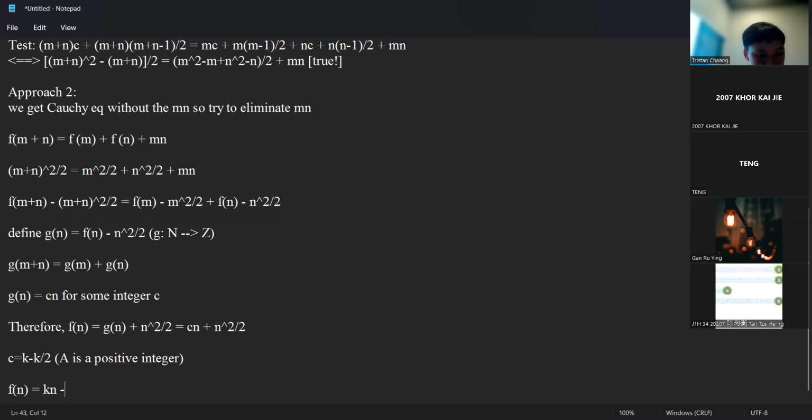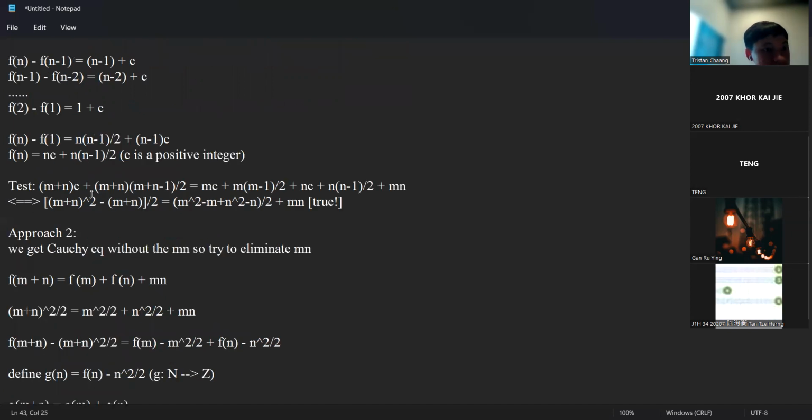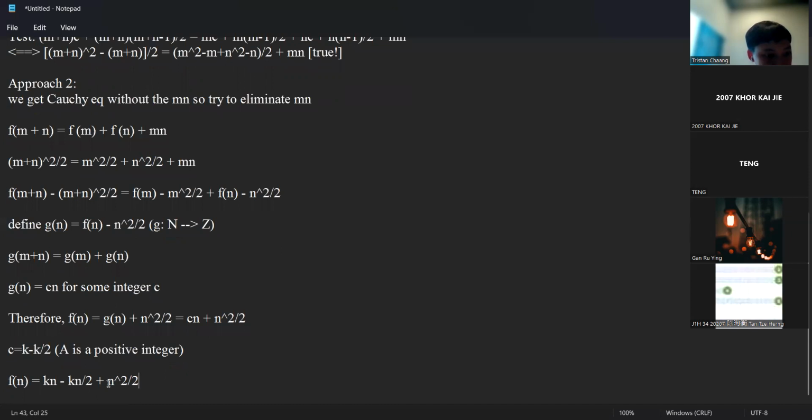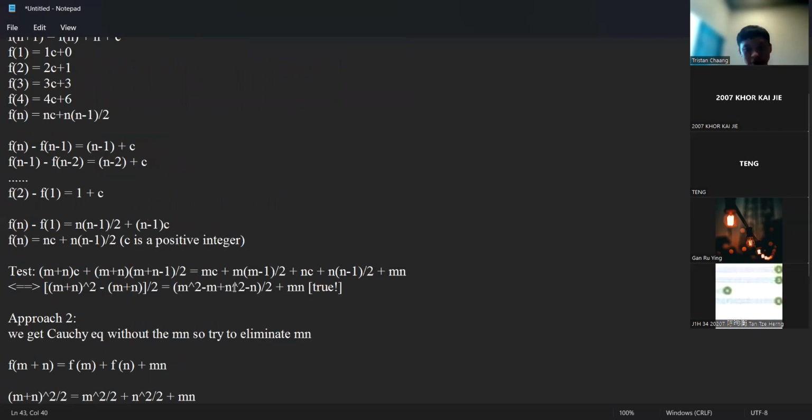So f(n) equals kn minus kn over 2 plus n squared over 2. That would work. Is it equivalent? Oh wait, sorry. k minus 1/2. So that's kn plus n(n minus 1) over 2. So the same answer, 2 different approaches.